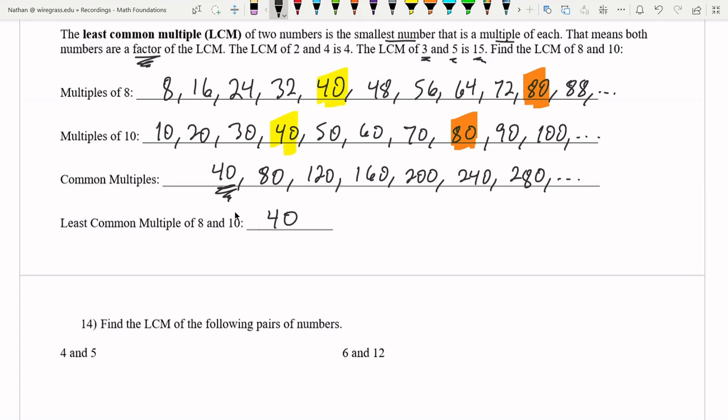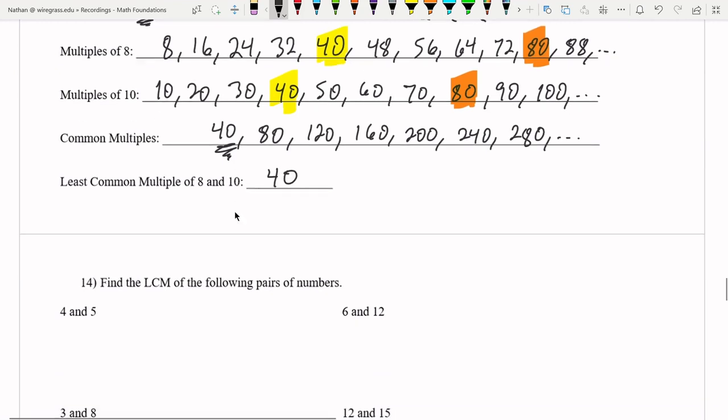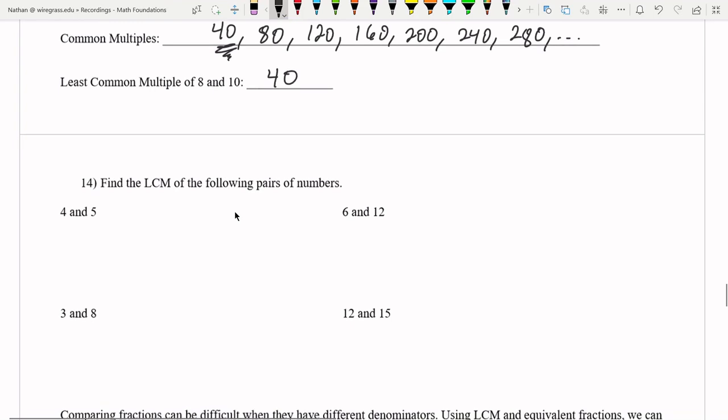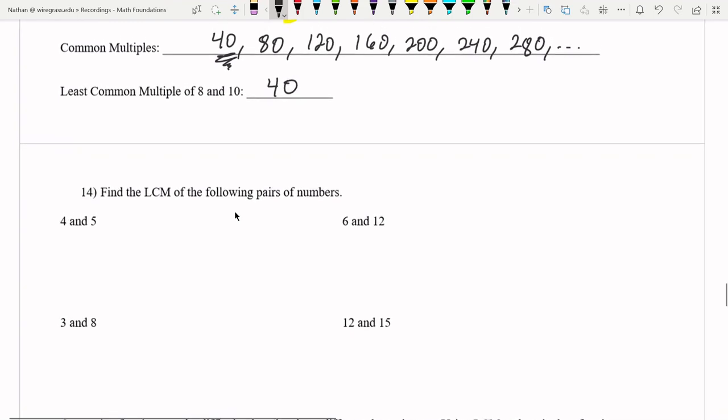Now, it's not really apparent why this is useful, but there's a lot of uses for the least common multiple, especially when working with fractions. But finding the least common multiple is really just asking what is the common multiple between the two numbers and what's the smallest one that we can find.